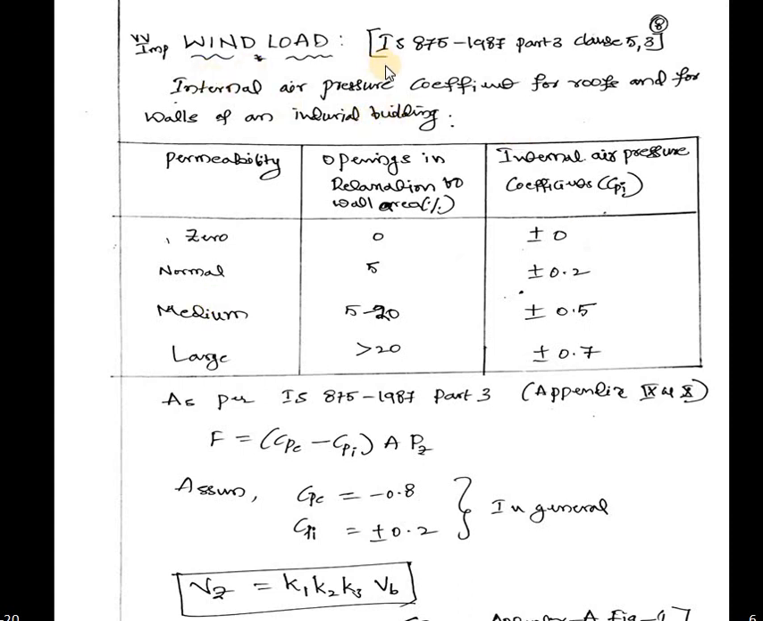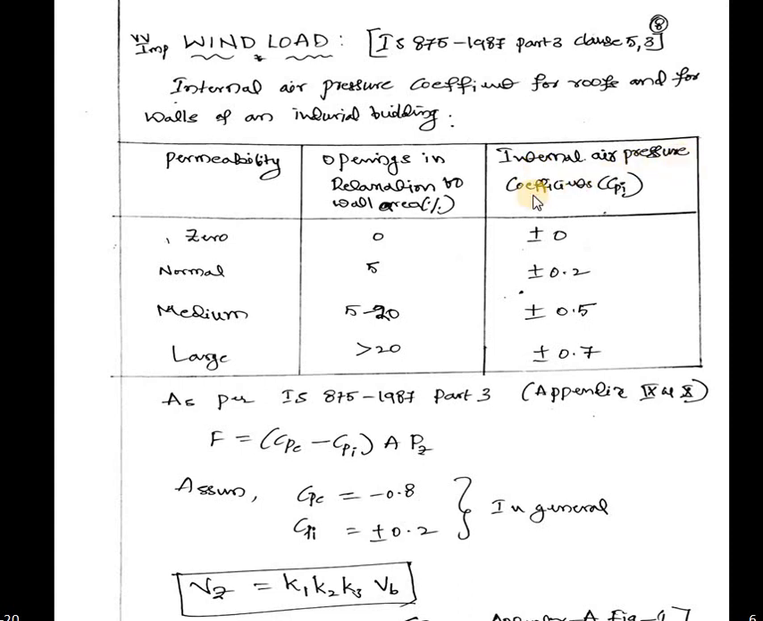Now coming to wind load. Wind load is as per IS 875 part 3. Class 3 and class 5 are important for this calculation. Now how to calculate wind load? If you want to calculate wind load, the internal air pressure coefficient for roofs and for the walls of an industrial building is important. For that reason, this is an important table we should remember. Otherwise, you can refer to the code book.